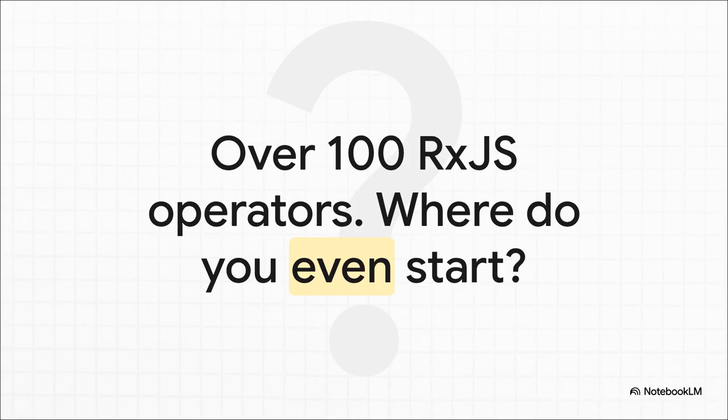You've been there, right? Staring at the official docs, just scrolling and scrolling through this list of over 100 operators. You're left wondering, do I need mergeMap or switchMap? Should I use throttleTime or debounceTime? It's a classic case of just being overwhelmed by too many choices, and that's exactly what we're here to fix.